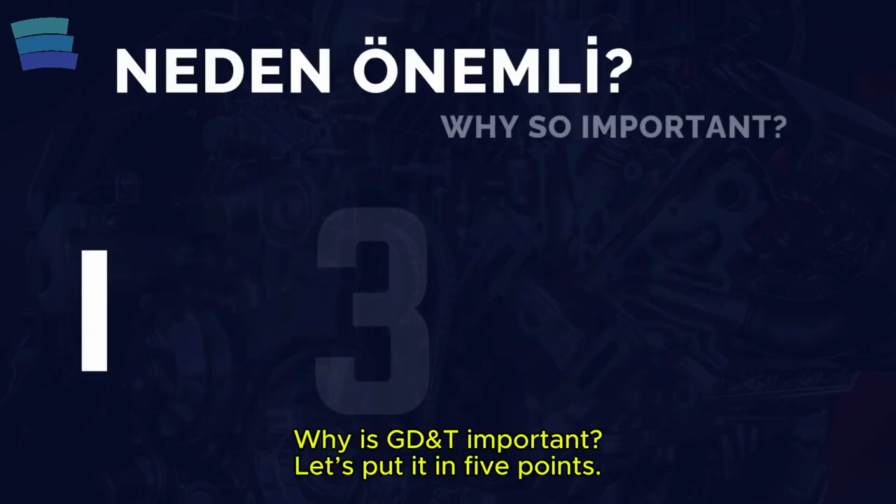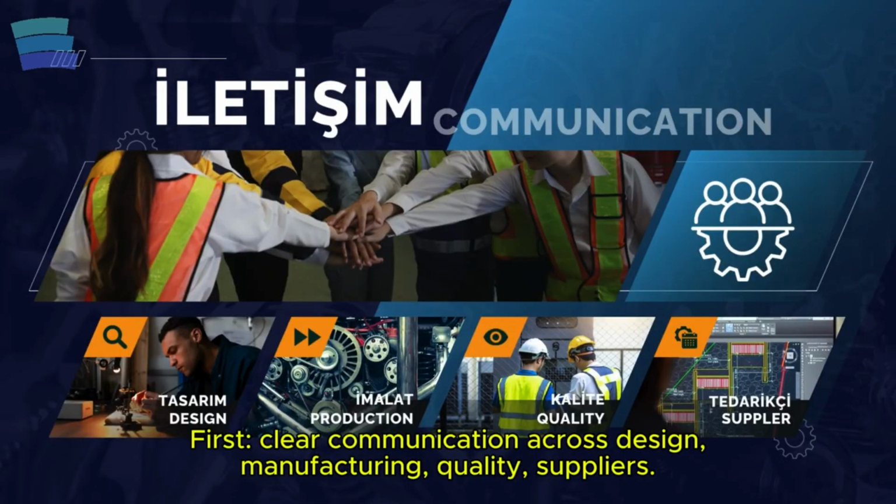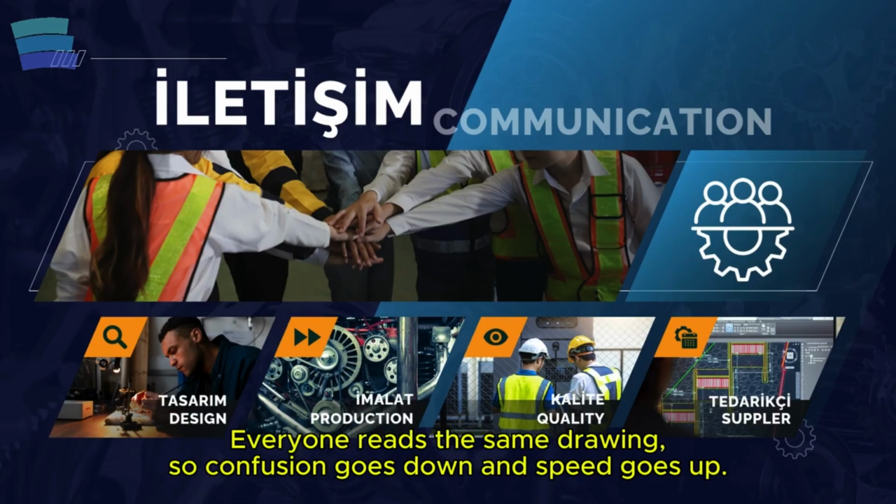Why is GD&T important? Let's summarize it in 5 points. Clear communication. When design, manufacturing, quality, supply chain, and the customer look at a drawing, they all understand the same thing. Uncertainty is reduced, discussions are shorter, and decisions are faster.